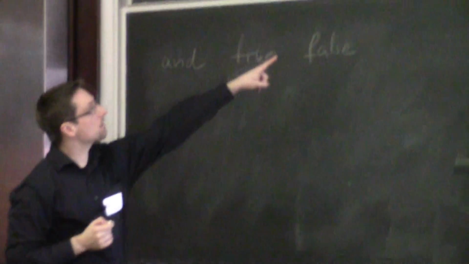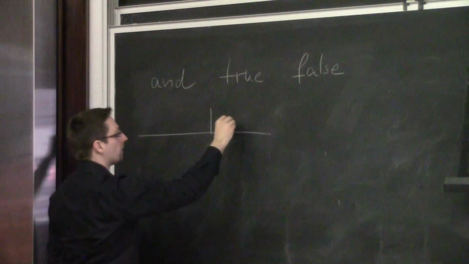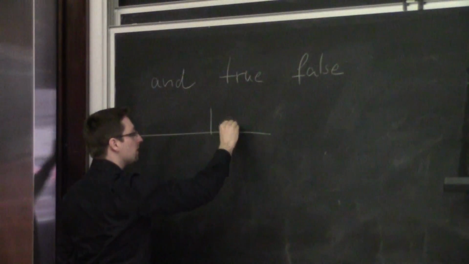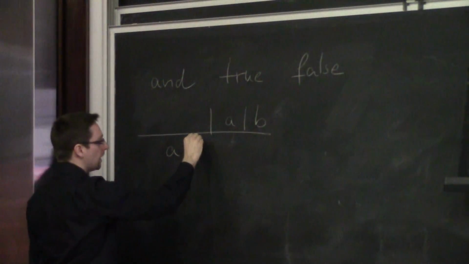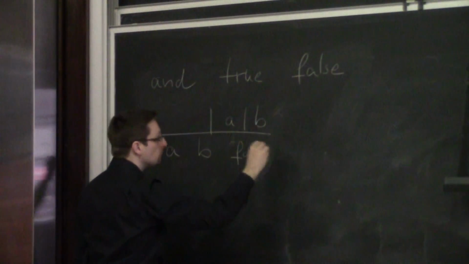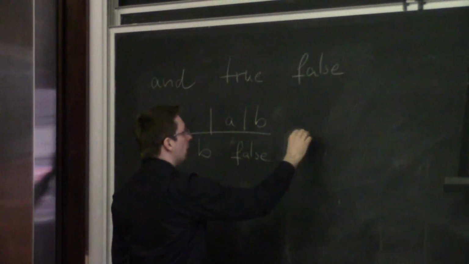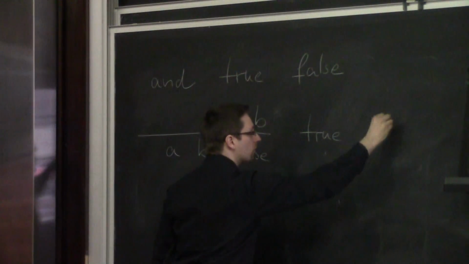Now AND is this alligator here, this family. So we have a family that eats an A and a B, and it takes the A and lets eat the B, and then it lets it eat false. And then we have true and false.